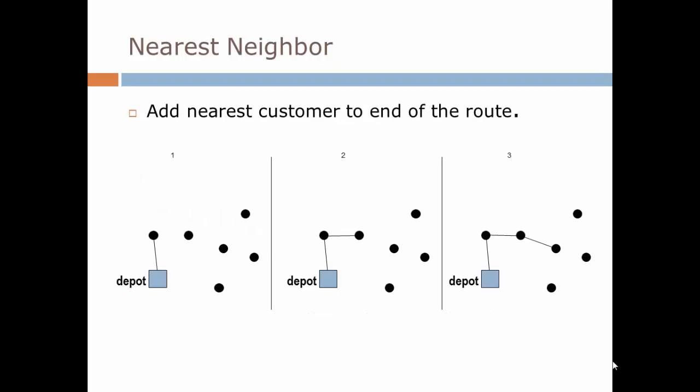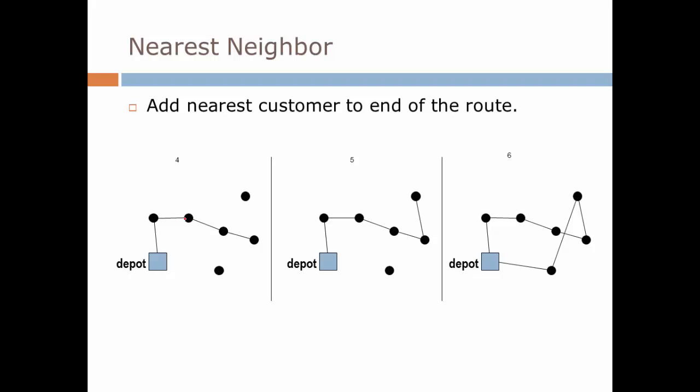Starting from the nearest neighbor method, the idea is to add the nearest customer to the end of the route. You can see here, this is the nearest customer to the depot, this one here, and then this one here, and then this customer here. If we move on, you will see that the next closest customer is this one, and finally we add this one and we return to the depot.